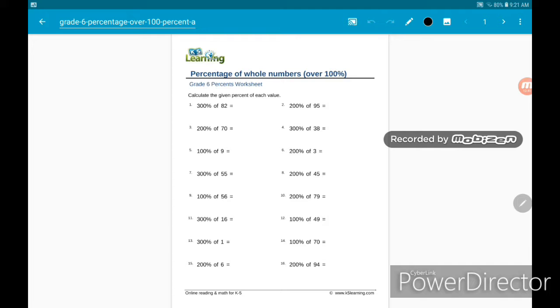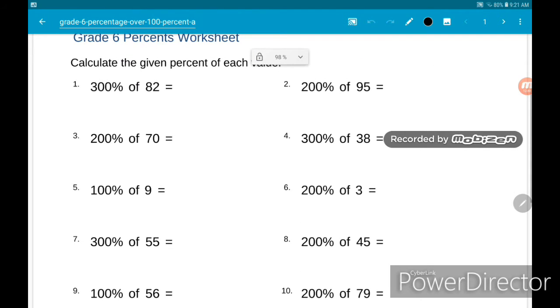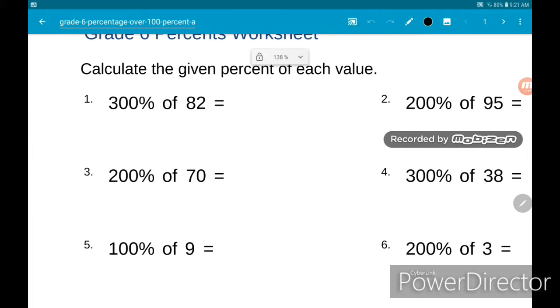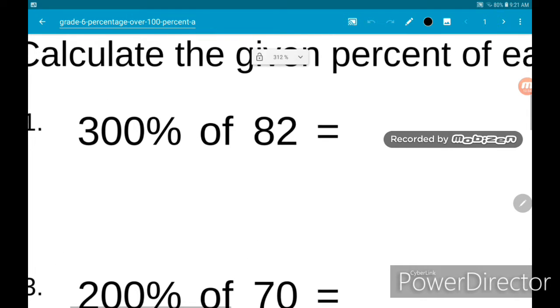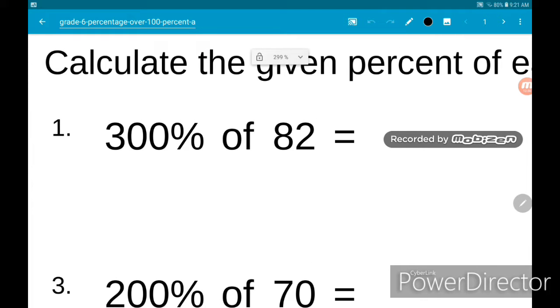This goes back to your question, Samuel. Samuel, you brought up, well, what if it's bigger than the number? What if it's not like 80% or 90%? What if it's 300% of 82? Now, 300% of 82 is going to be bigger than 82 because 100% is 82, 200% is more, 300% is more. It's still the same. We still follow the same math sentence. It's a percentage, so you put it over 100.